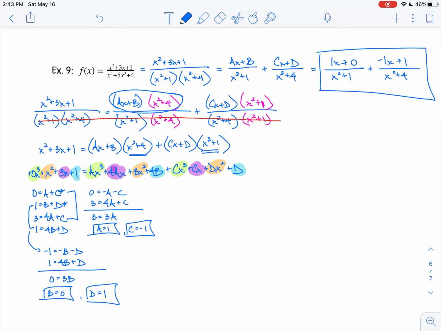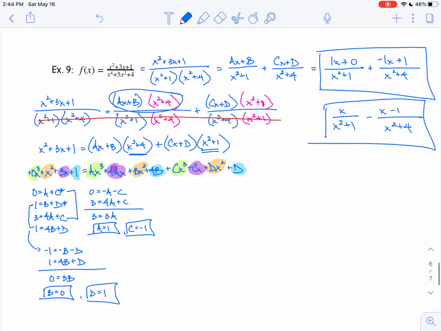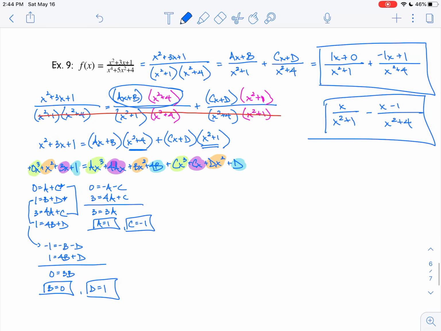And you're welcome to leave it like that, or you can clean it up a little bit and say x over x squared plus 1 minus x minus 1 over x squared plus 4. Okay? Either version would be fine.